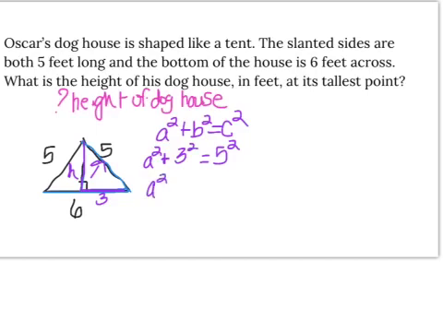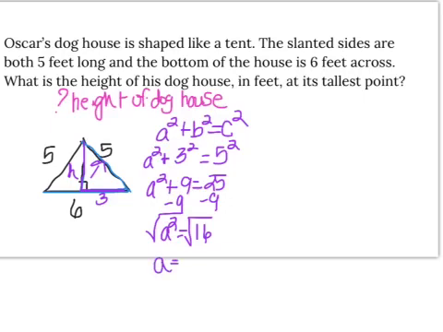I'm going to go ahead and multiply it out. 3 squared is 9, 3 times 3, and 5 squared is 25. Then to get a by itself, I need to subtract 9 from both sides, and I'm left with a squared equals 16. Now remember, in order to get a by itself, to get rid of the square, I have to do the inverse, which is to take the square root of both sides. If I take the square root of a squared, I'm just left with a, and the square root of 16 is 4.